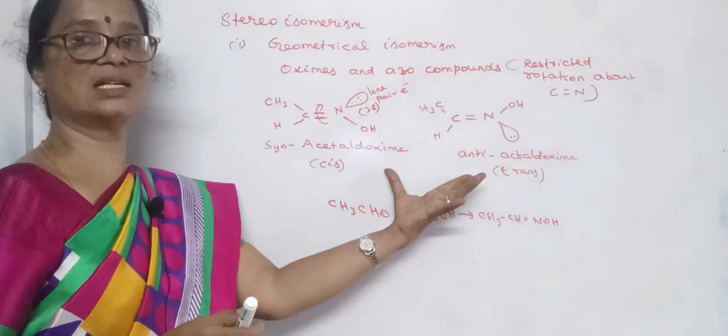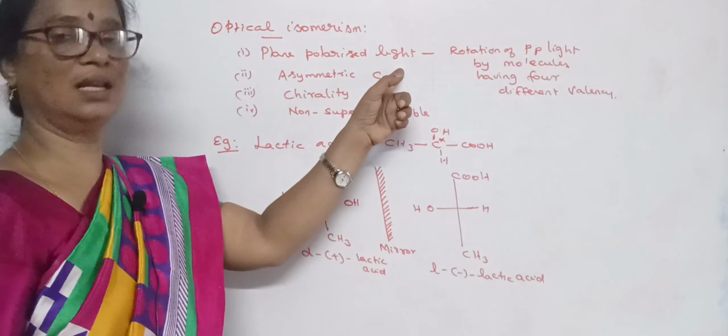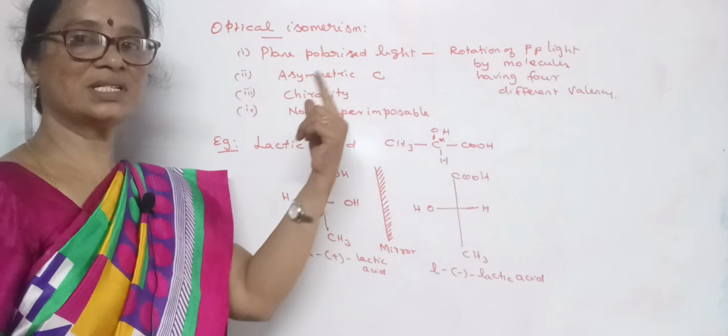Optical isomerism. The next part of stereoisomerism is optical isomerism. Some organic compounds have the tendency to rotate plane polarized light either in a clockwise direction or in an anti-clockwise direction. Such molecules are said to be optically active compounds, and the phenomenon is known as optical isomerism.